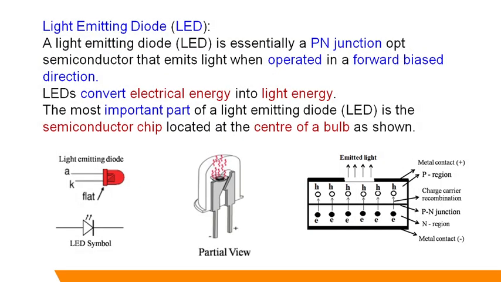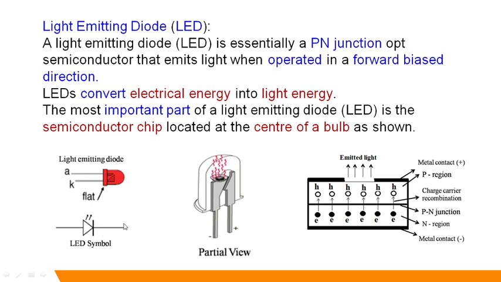Now we'll discuss in brief the light emitting diode, or in short LED. Now it is common everywhere. You can see here the diagram of a light emitting diode. This is the flat portion, anode and cathode. Like this, the marking will be there.